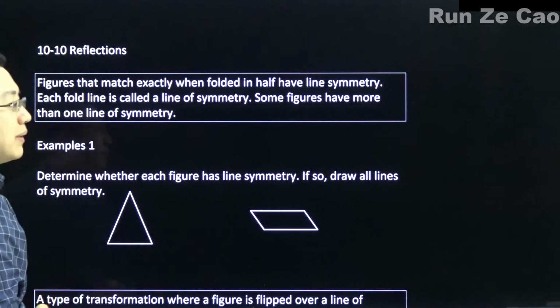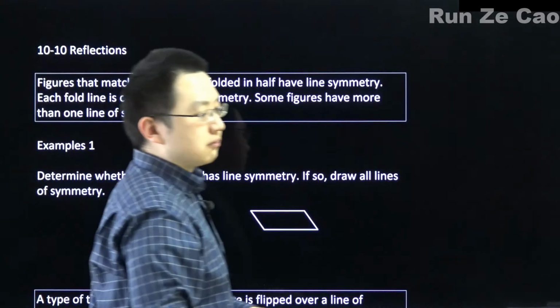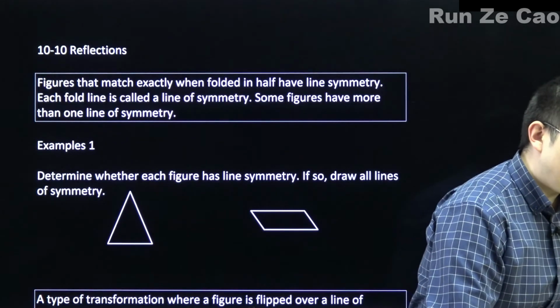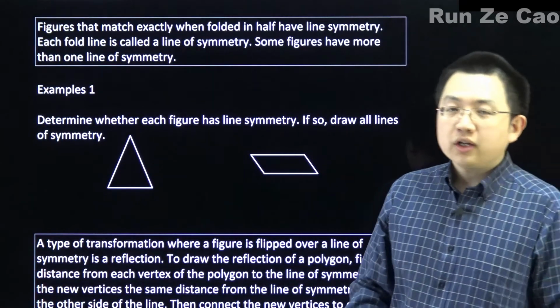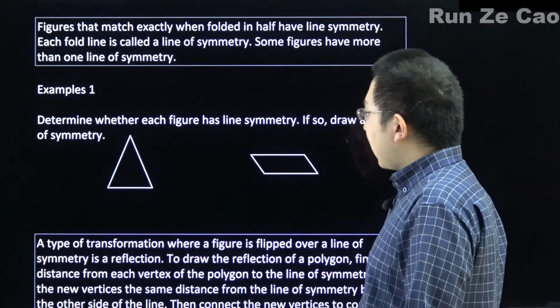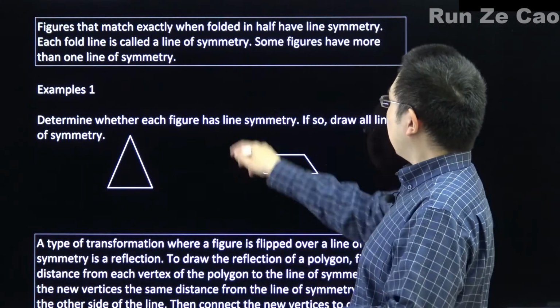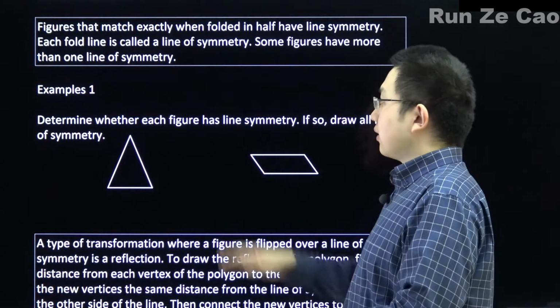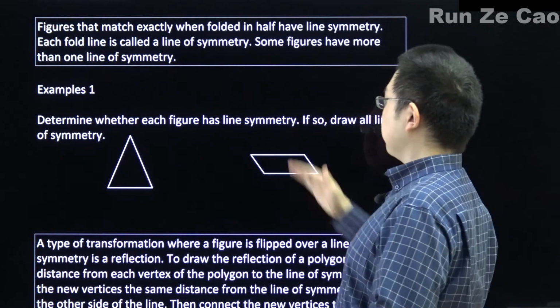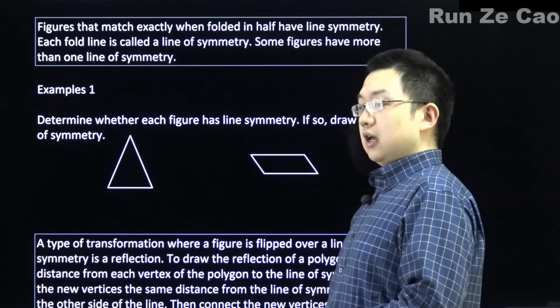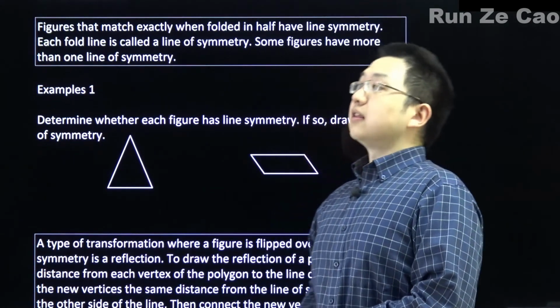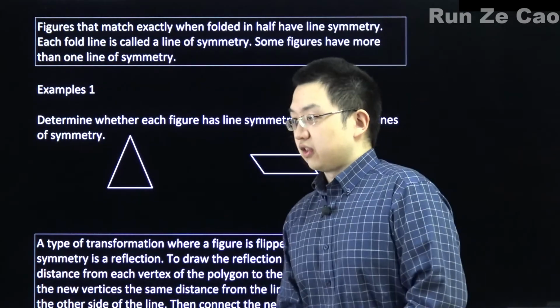Well, that could be because it was a reflection. It should be pointed out that some figures have more than one line of symmetry. For example, if you have a square that says looks like this, it has one line of symmetry, another line of symmetry, and then two diagonal lines of symmetry. If you have a circle, it has infinite lines of symmetry.